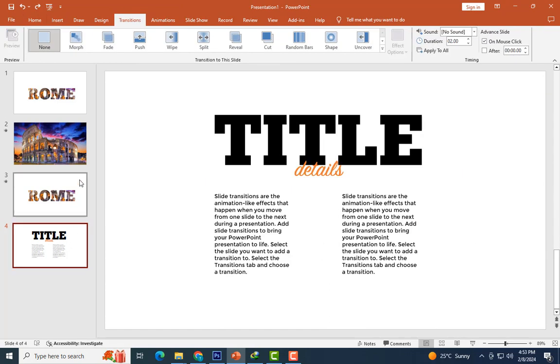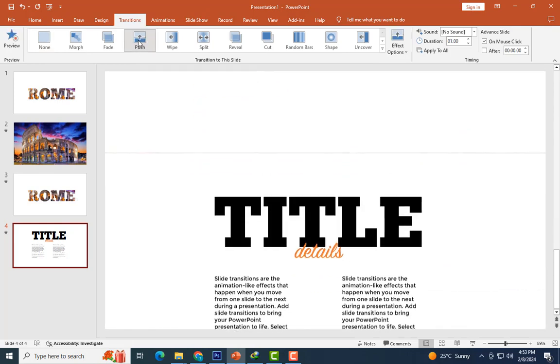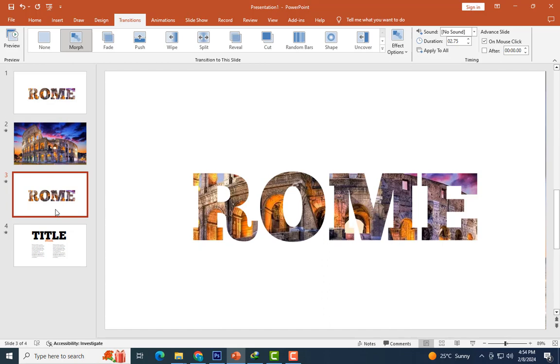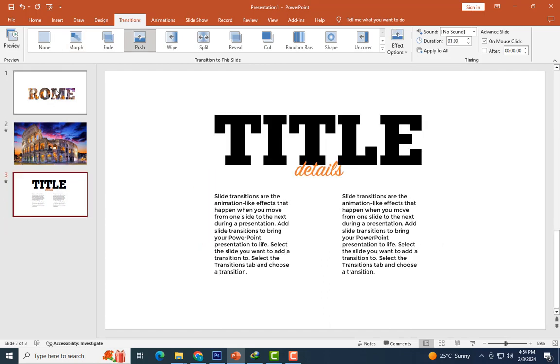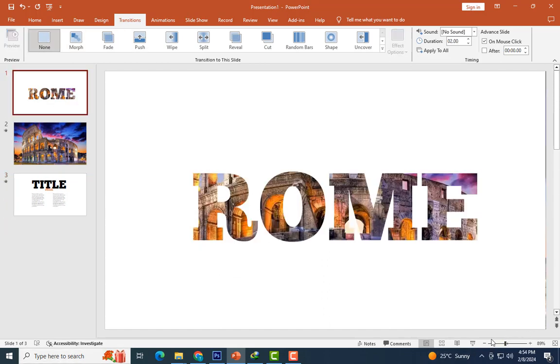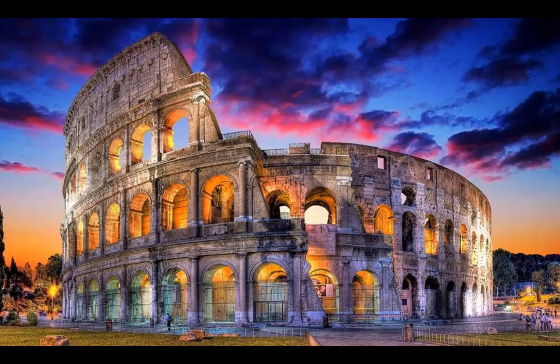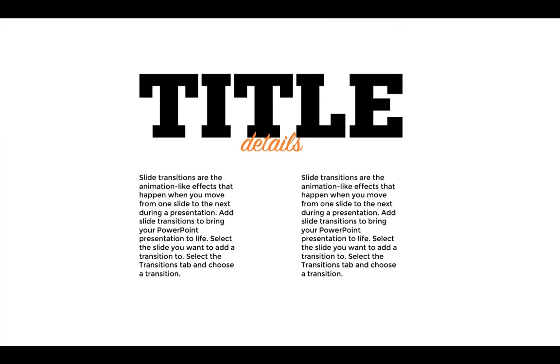And then we want to go to transitions. And from the transitions, we want to keep the push transition from the bottom. Increase the duration by a little bit, so it's almost 2 seconds. And then let's preview the entire presentation. And now you know how to make this beautiful opening slide, including the transition to your content for your presentation.